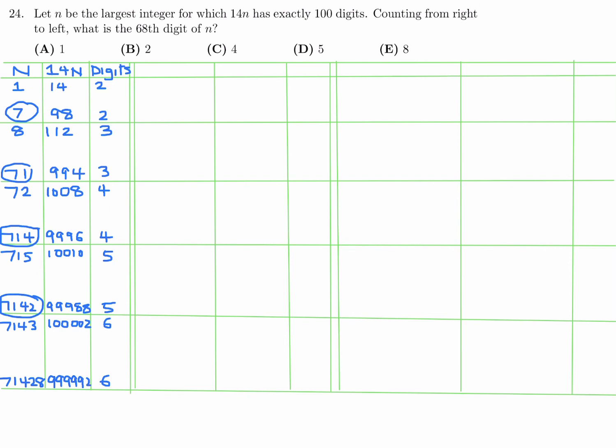Okay, so far it doesn't look like there's any kind of pattern, but let's just keep going. Hopefully we'll get a pattern sooner rather than later. And in the same way, now we're up to 7 digits, and of course that's going to be 71429.